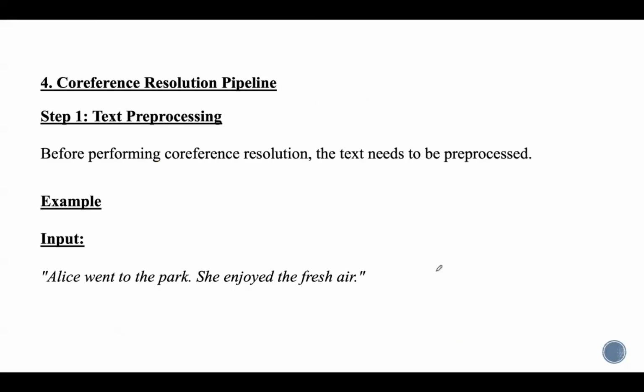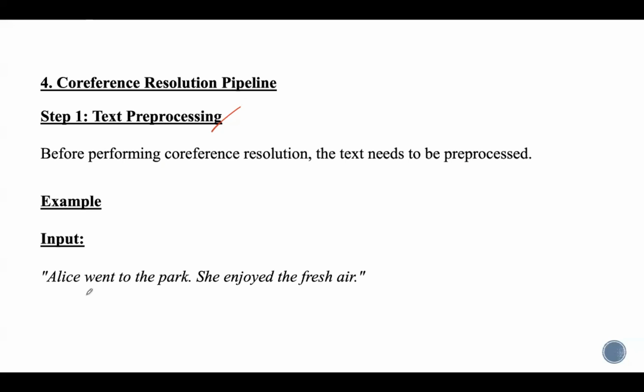Then the coreference resolution pipeline. The first step is text pre-processing. Before coreference resolution, the text needs to be pre-processed, which includes tokenization, which means splitting the text into words. Then sentence segmentation, identifying sentence boundaries. Next, parts of speech tagging, where nouns, verbs, and pronouns are identified. Then named entity recognition, which is nothing but identifying people, places, organizations, etc.